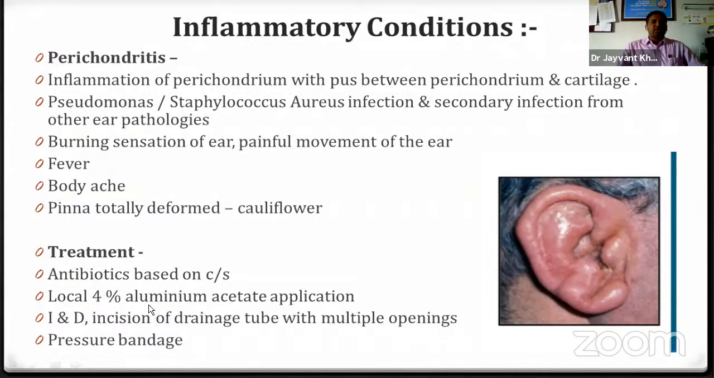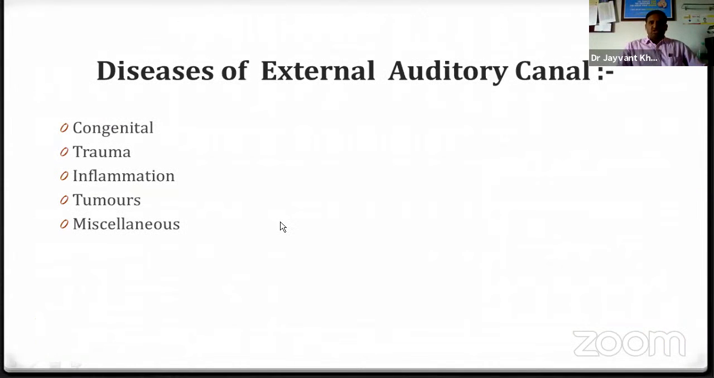Okay. Treatment: antibiotics based on clinical symptoms, local application of 4% aluminum acetate, incision and drainage with a tube with multiple openings, and a pressure bandage. Okay. Then diseases of the external auditory canal: congenital, trauma, inflammation, tumors, and miscellaneous. We will see in detail.